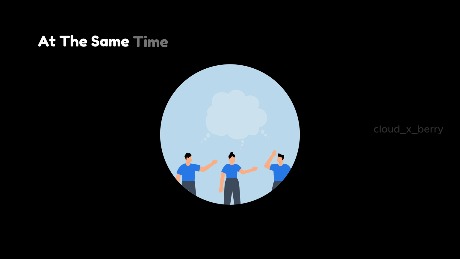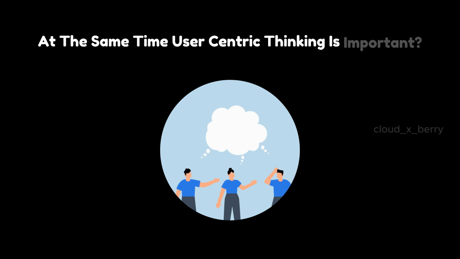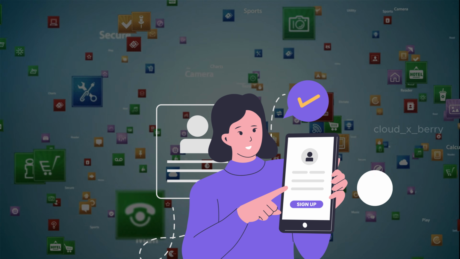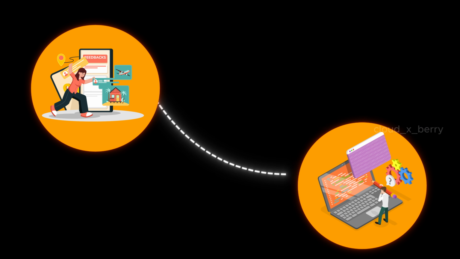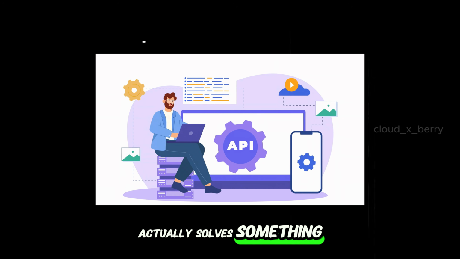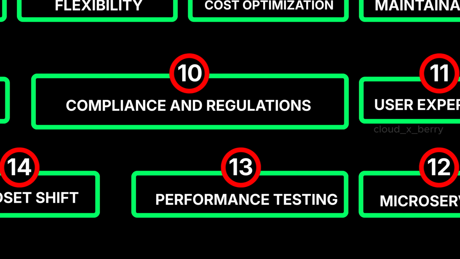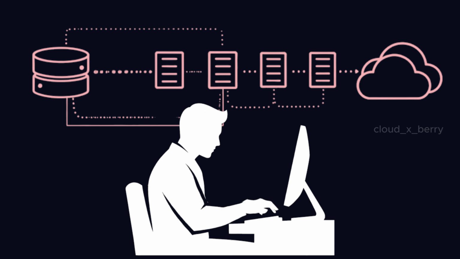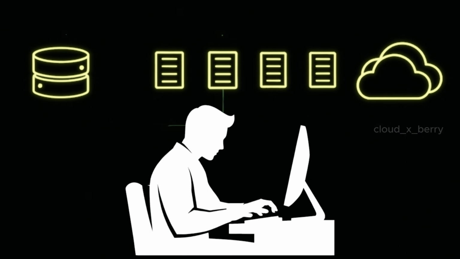At the same time, user-centric thinking is important. Instead of guessing what users need, you actually understand their problems. You gather feedback and design based on real usage. This ensures that what you build actually solves something meaningful. Performance testing is another step that should not be ignored. It is not enough to design for performance. You need to test it under real conditions, identify weak areas, and improve them.